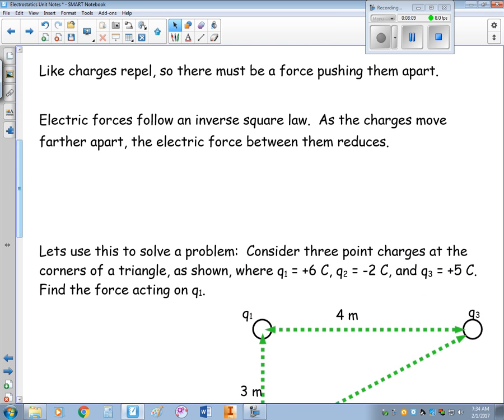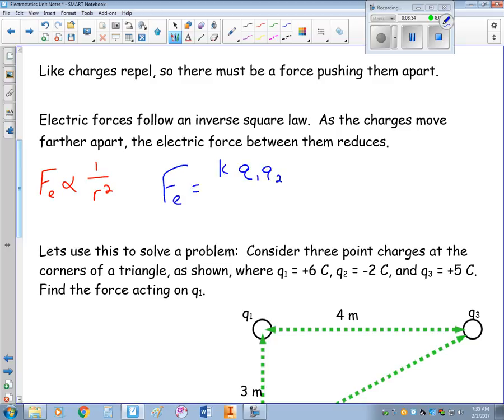Electric forces follow an inverse square law, just like gravity. So the electric forces are proportional to 1 over the distance that separates the two objects squared. It just so happens then that the way we calculate electric forces is mathematically identical to the gravity equation.